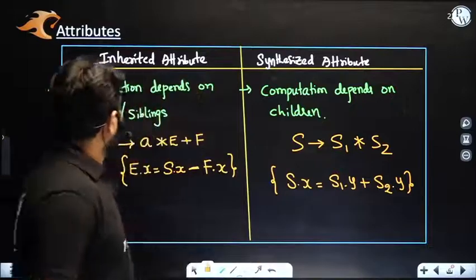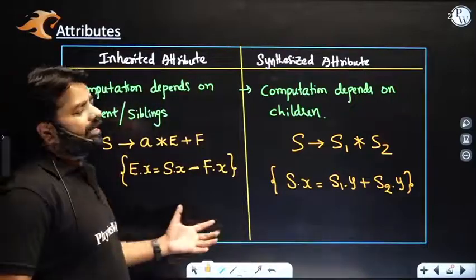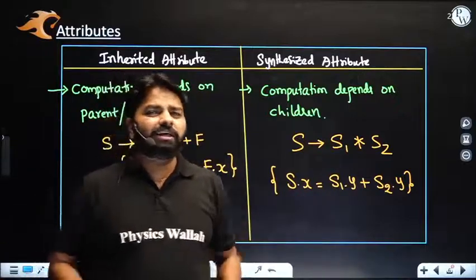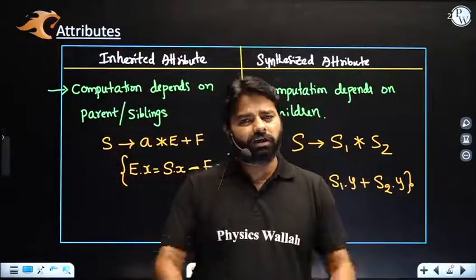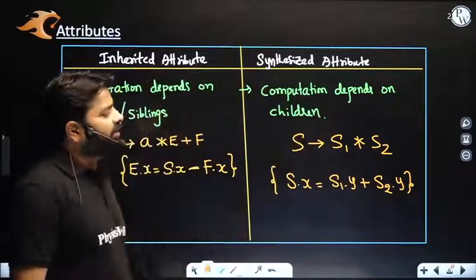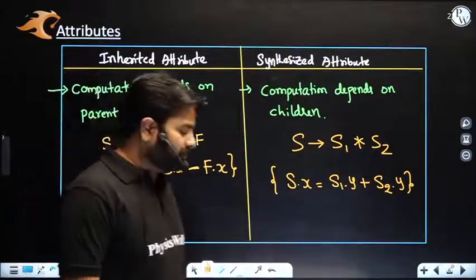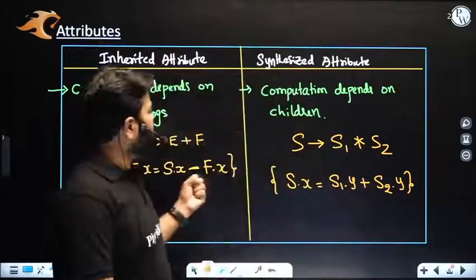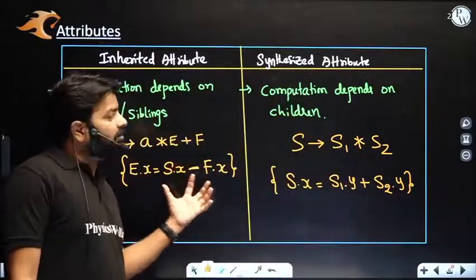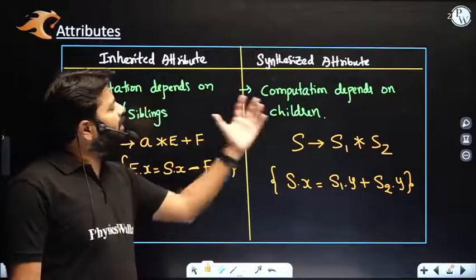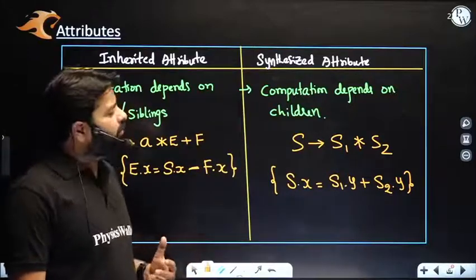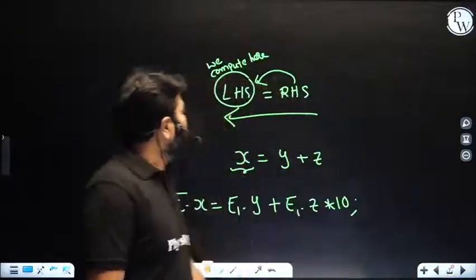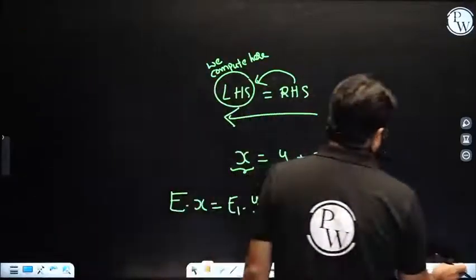Fine. This is about inherited and synthesized. When it is inherited, it can depend on parent or siblings. When it is synthesized, it should depend on child or children. So this is the important funda for both inherited and synthesized. Let's look into examples. Without examples, definitions may not help you to solve the exam questions. I want you to understand what the examples actually contain.